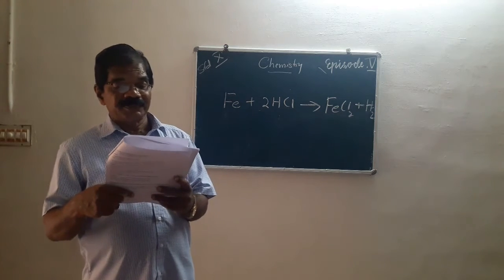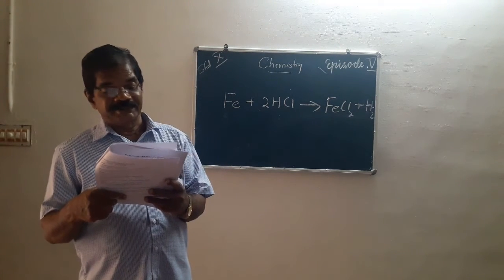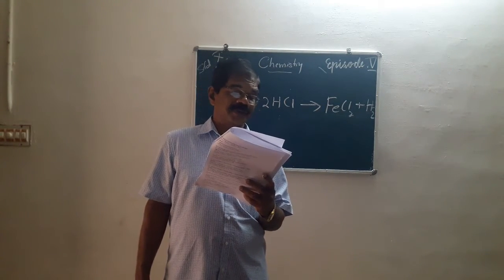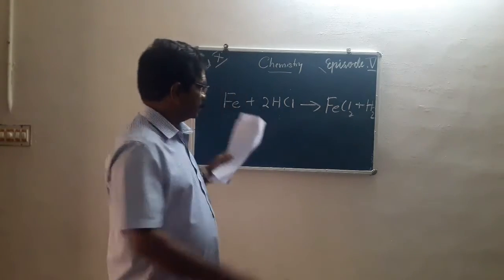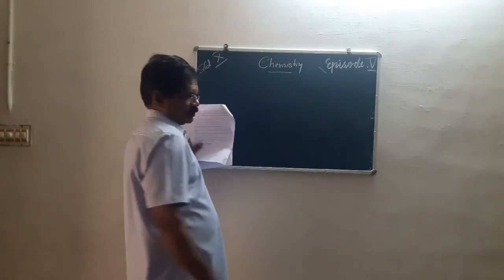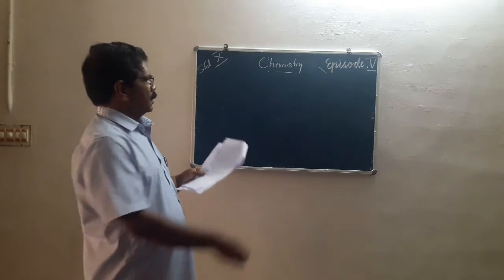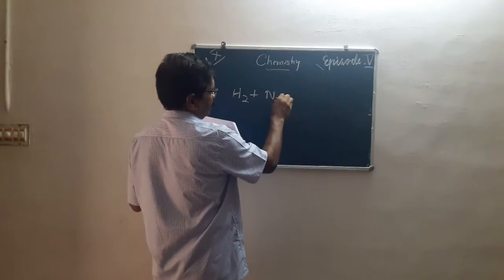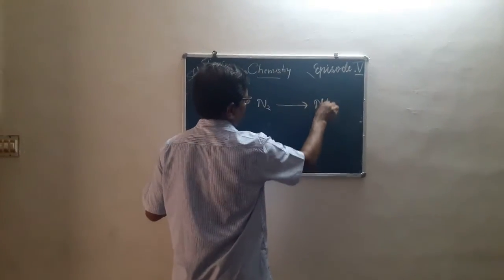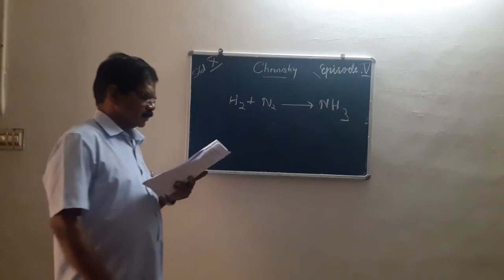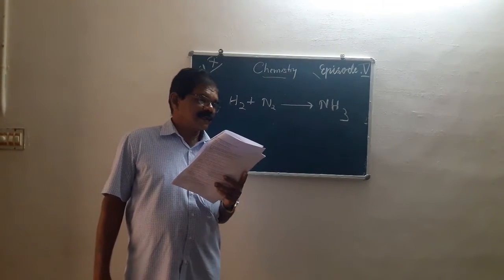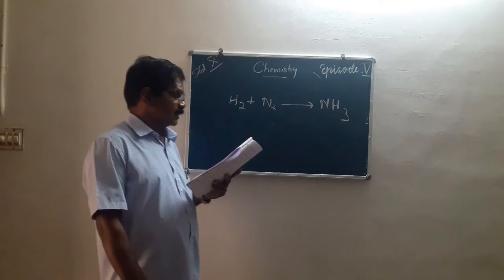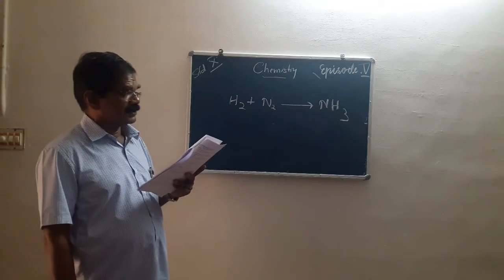And the question: translate the following statements into chemical equations and balance them. Hydrogen gas combines with nitrogen to form ammonia. The question is, translate the following statements into chemical equations. The statement is hydrogen gas combines with nitrogen to form ammonia.